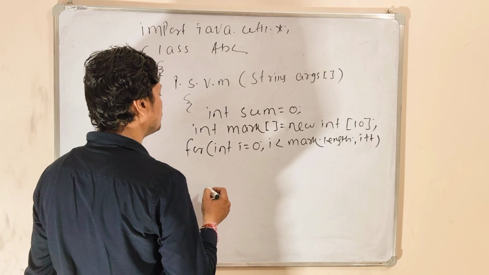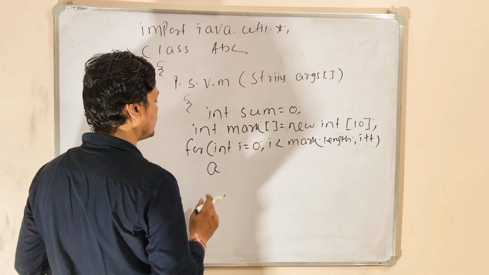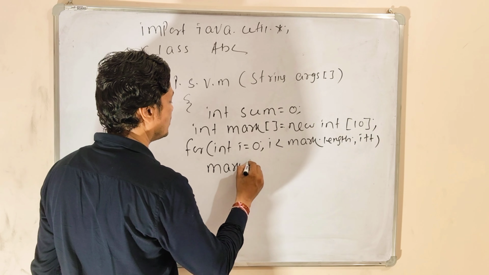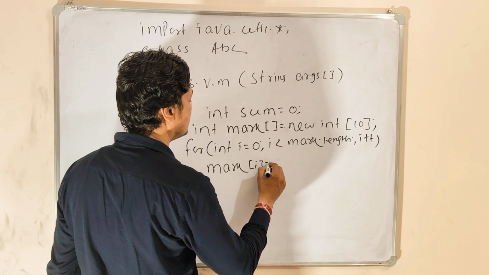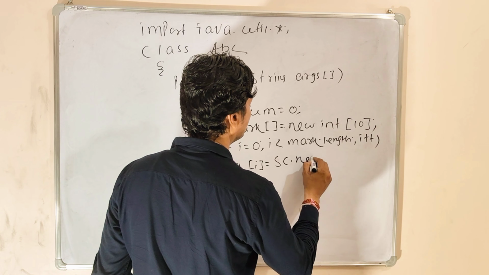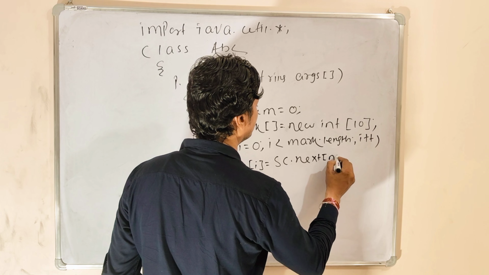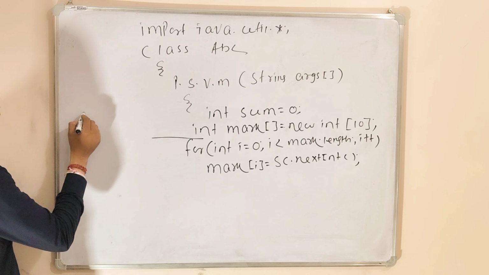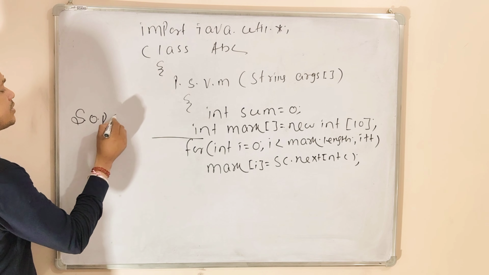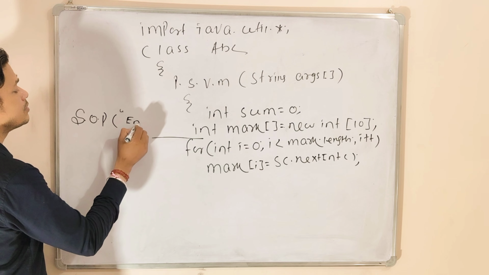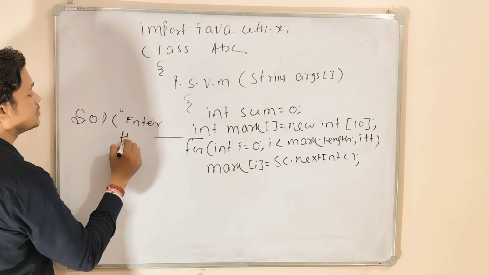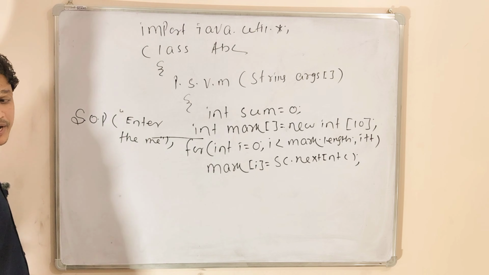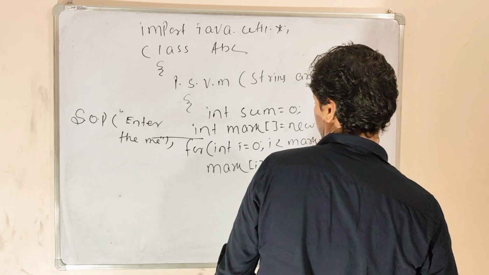Now what to do? Mark at i is equals to sc dot nextInt. Yes, good. And students, in between here you should write one user prompt, SOP, what? Enter the marks. In between these two statements you write one user prompt.